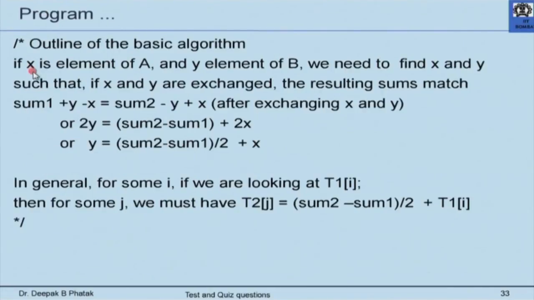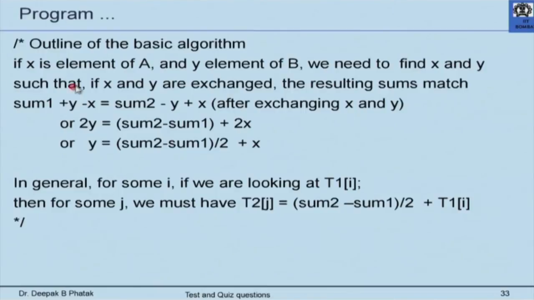Rest of it is technique. The basic algorithm is stated here, that these are the equations. So 2y equals this, and therefore y is equal to (sum 2 minus sum 1) by 2 plus x. This formula incidentally is important to derive, because we are going to look at every element of array A, which we represent by x, and for each x we are going to look for y. So you must have a formula that if there is some x, how do we calculate y? Once we calculate y, we will look for y in the second array.